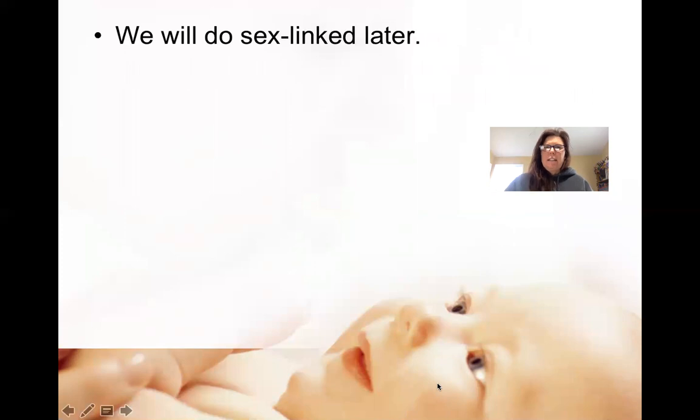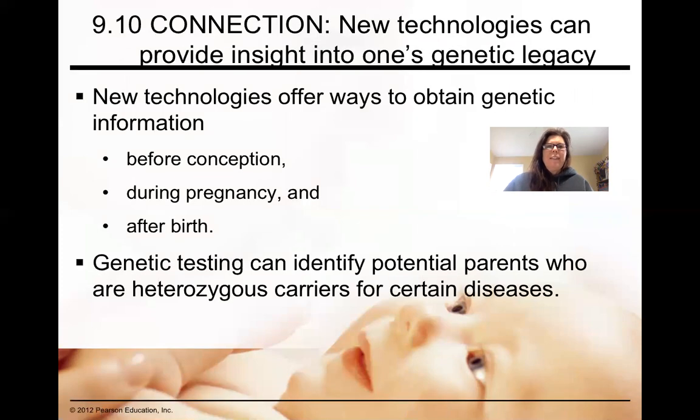So sex linked, like I said, we'll do that one later. And then the last thing this chapter talks about is how we can possibly detect some of these before you have a baby, during pregnancy, and after birth. So we can do a lot of genetic testing to identify these parents. As long as we've identified these genes, we can find out whether you're a carrier, whether you have it, you know, what's going on.